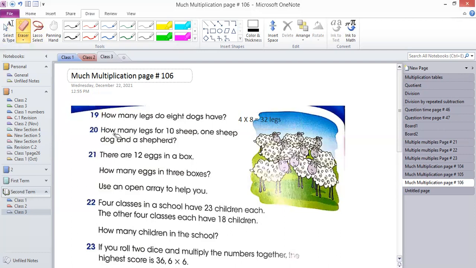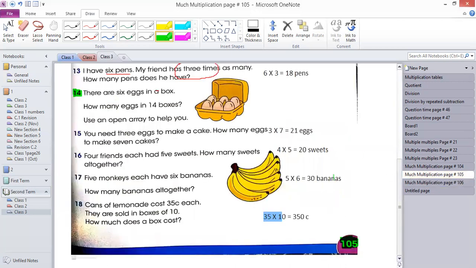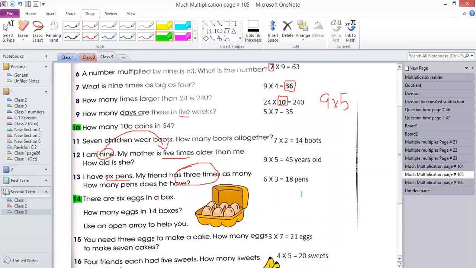Question number 20 is how many legs for 10 sheep, 1 sheepdog and a shepherd. Question number 20 we will also complete in the notebook. And 21 also we will complete in the notebook. So guys, the next questions, 20, 21 and 22, we will complete in the notebook. In the next class, we will start completing the work in the notebook from question number 10.